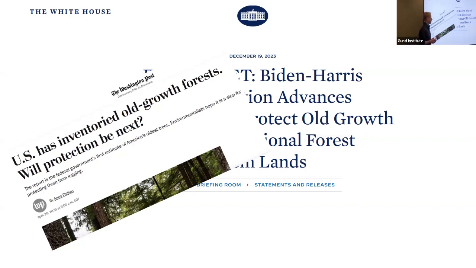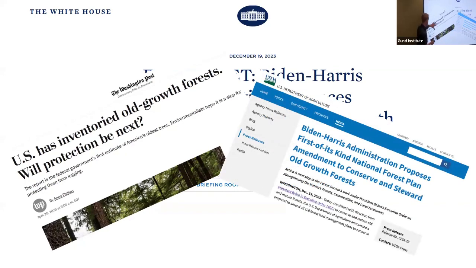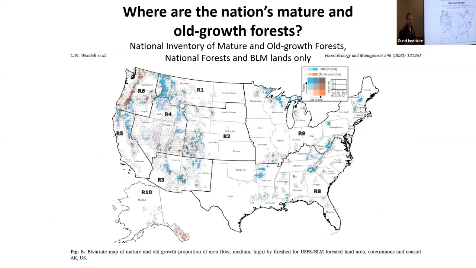So flash forward to, I guess, last spring, May, the inventory had been completed and was released. And then just in December, President Biden issued another executive order that amends all of our national forest plans. So for the entire US national forest system and BLM lands, Bureau of Land Management, it amends all the existing plans calling for conservation and stewardship of old growth forests. So now it's been thrown back to every single national forest around the country, including the Green Mountain National Forest in Vermont, has to come up with a plan for conserving old growth forests. So this is happening, and it's about time because the U.S. has been behind the curve on this for a while.